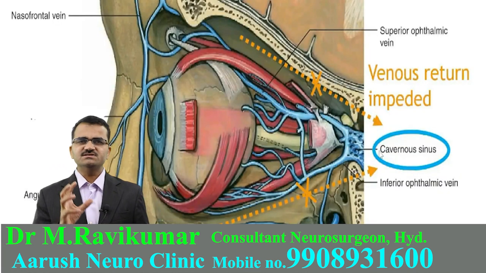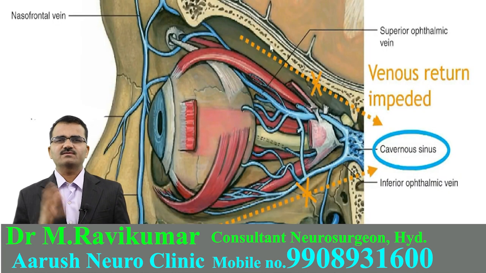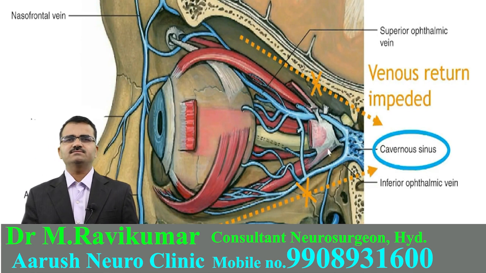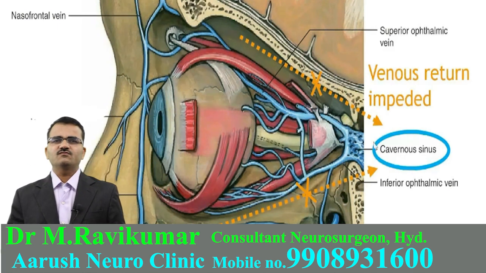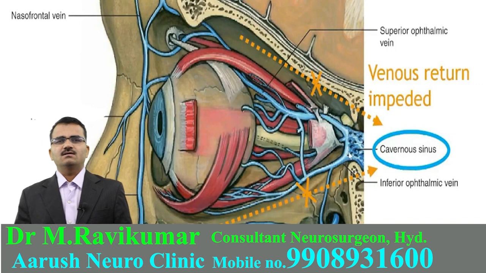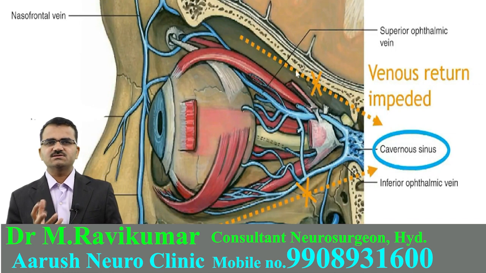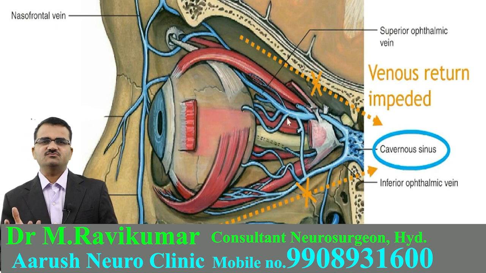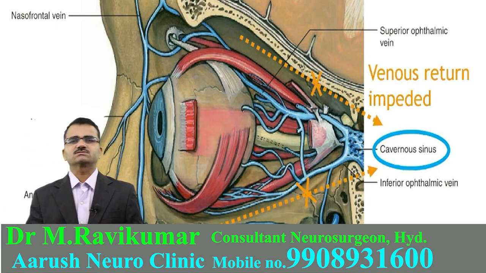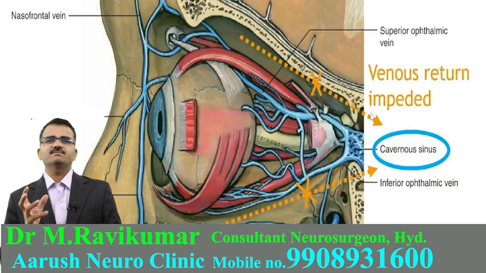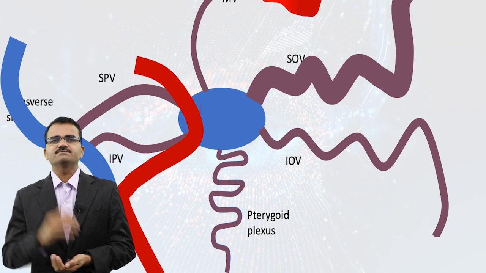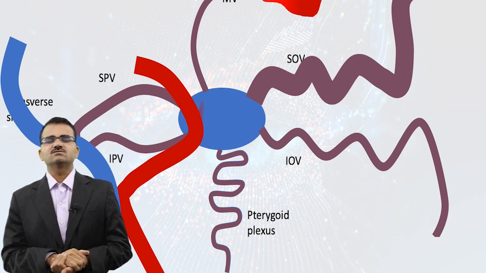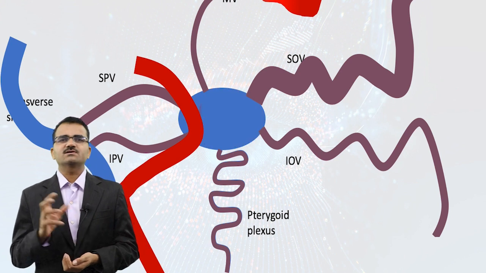The cavernous sinus on each side gets inflow from the superior ophthalmic vein and inferior ophthalmic vein, which drain the forehead and face. It also receives inflow from the pterygoid plexus, which drains from the maxilla and nose, and from the middle cerebral vein. The cavernous sinus on each side sends blood flow to the transverse sinus through the superior and inferior petrosal sinus.